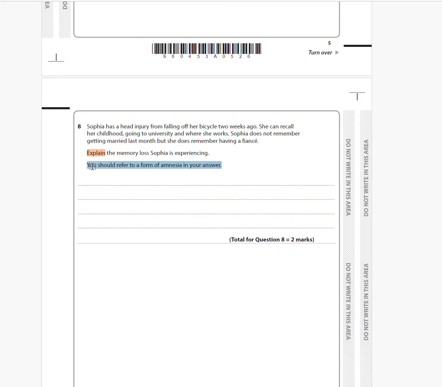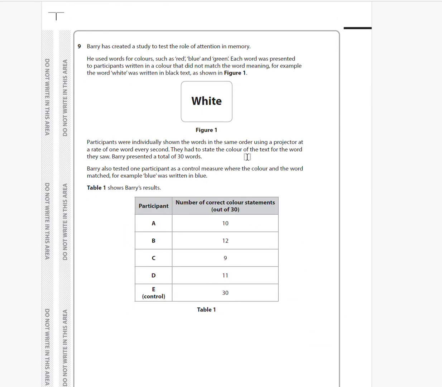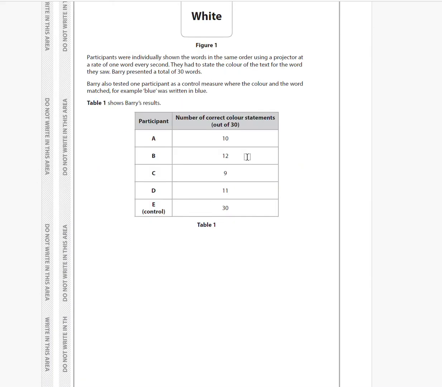And I always like to think of this little sentence here as the examiner giving you a little tip. So you should refer to a form of amnesia in your answer. That's telling you it's not going to give you a mark for this question unless you have specified whether it's retrograde or anterograde amnesia. So straight away, before you even write a sentence, you should be writing here whether it's retrograde or anterograde amnesia. I'm not going to go through all of these because you'll notice that they're really similar.